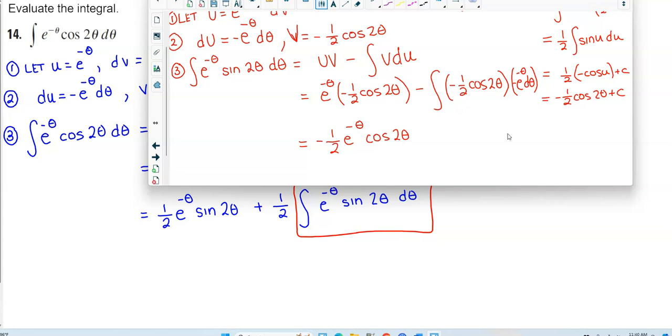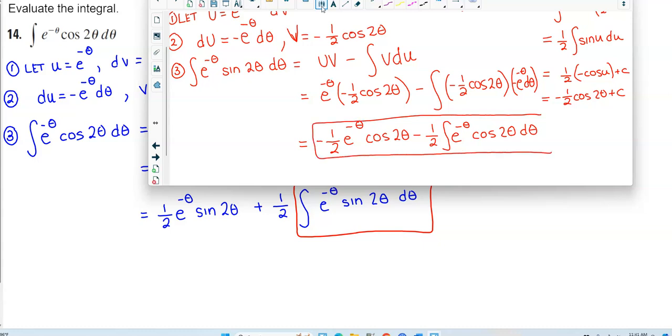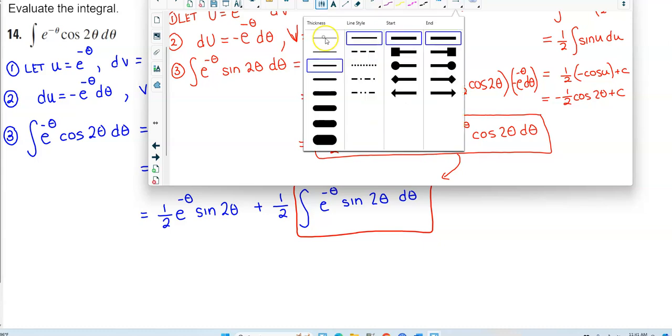Factor out the constant. We have a negative times a negative is a positive, but that stays a negative, so that's minus 1/2 times the cosine of 2 theta, or in this case here, we have e to the negative theta cosine 2 theta d theta. So we're going to put this and substitute it down here. So let's go ahead and do that.